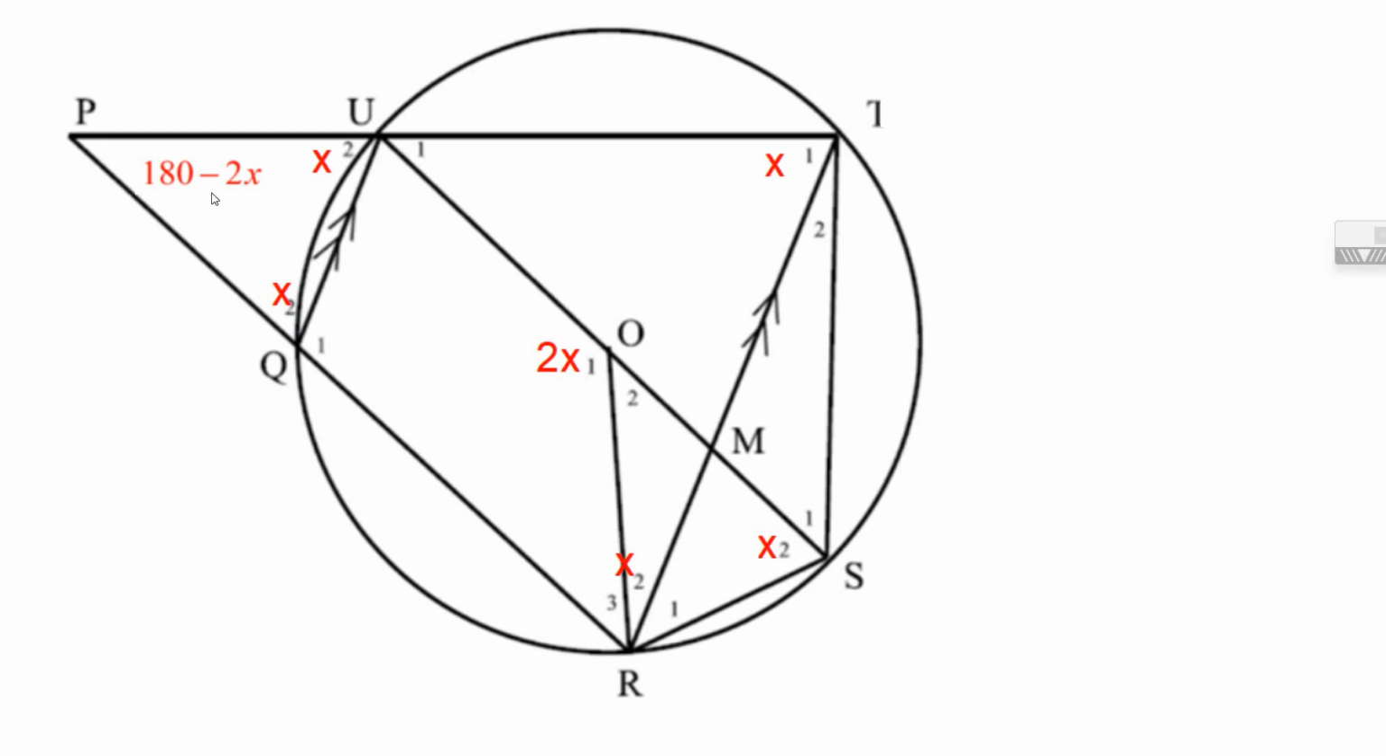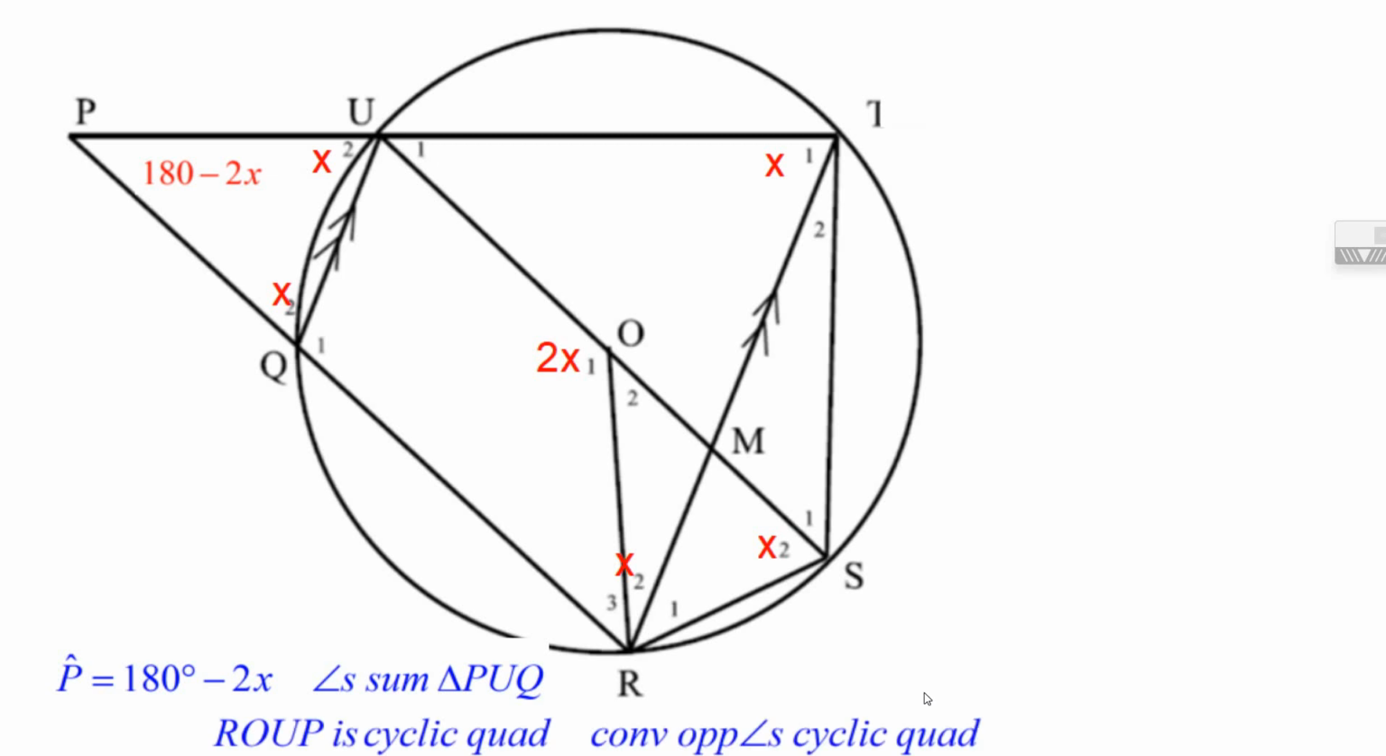If these are two x's, then the angle P there must be 180 minus 2x. We were given in the beginning that O1 is 2x. Well, if these two angles sum to 180, that's one of the 3 ways you can prove that there's a cyclic quad. So P is 180 minus 2x because of the angles summing in the triangle. And if this is 2x and it adds up to this, we can say now that ROUP is a cyclic quad because the opposite angles are adding to 180. So it's the converse of that. Because they add to 180, you must be able to put a circle around ROUP.